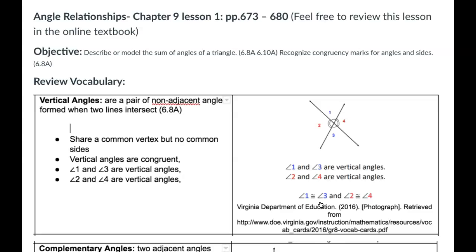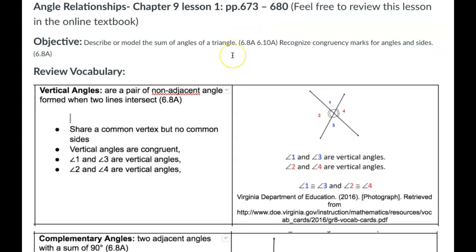We are going to be focusing on the names of angle relationships today and how we can use their properties to solve algebraic expressions, algebraic equations. Okay, so that is chapter 9, lesson 1, and so please make sure you have this book available. It begins on page 673.